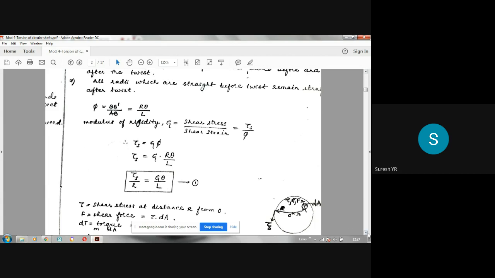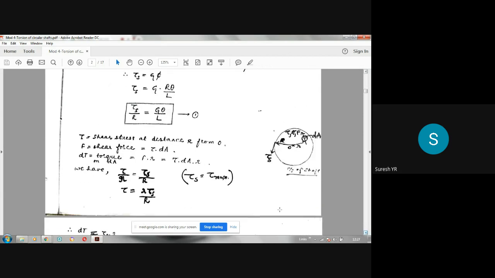Next, second part. Now let us take tau as the shear stress at the distance r, small r. So what I will take is at any radial distance r. Now I am not taking capital R. I am taking at any radial distance small r. If I take dA as the small area, F is the shear force acting over that area. Then F is given by tau into dA. That's how I have explained. So tau into dA, shear stress into area, gives the shear force.